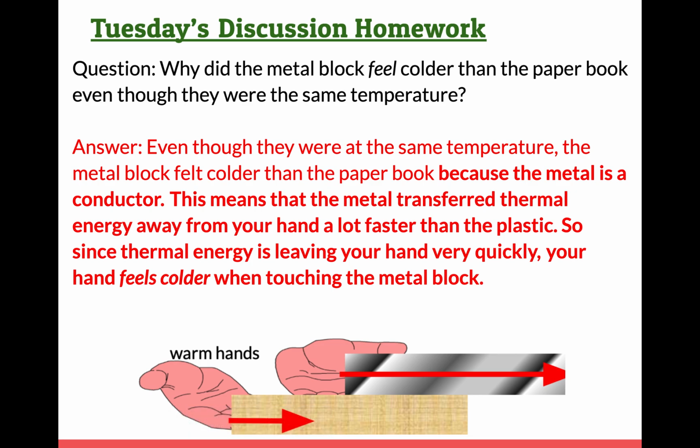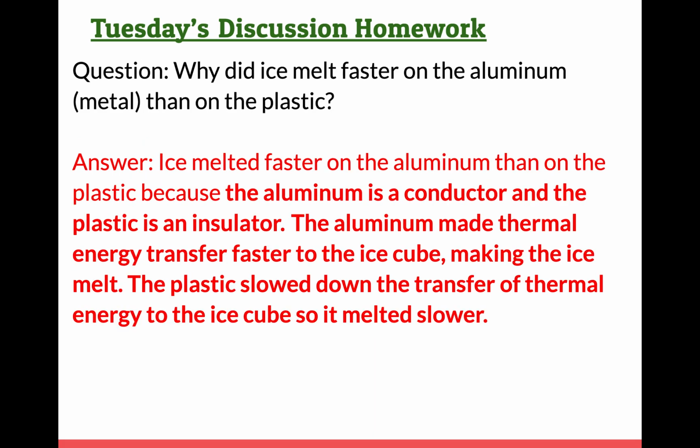So it's not that the metal block is cold. The reason why your hand feels cold is because thermal energy is leaving your hand very quickly because the metal is a conductor. The second question, why did ice melt faster on the aluminum than on the plastic?